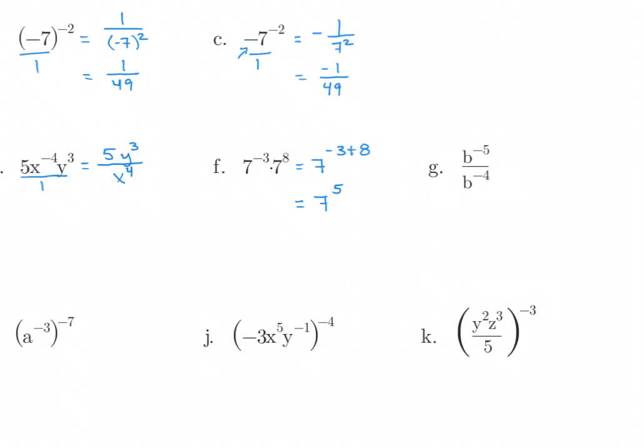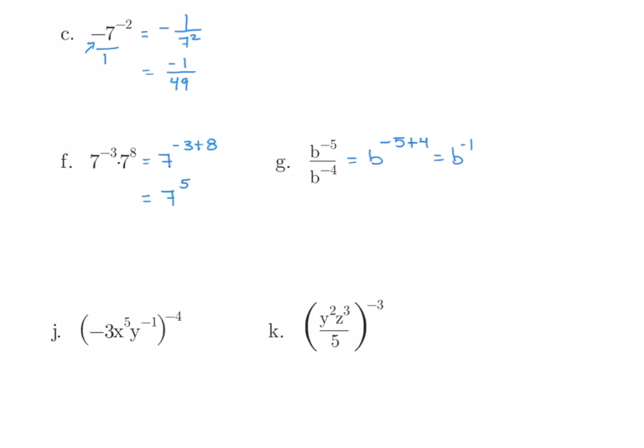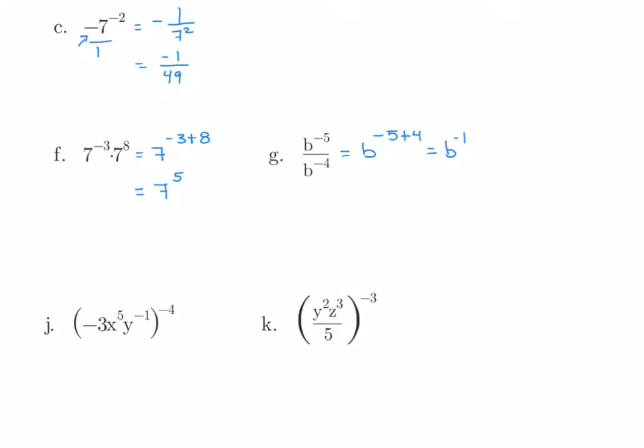Now example G, there's lots of ways to do this problem, and I'm going to show you a couple of them. One of the first things that we can do is just go ahead and use our quotient rule. I can rewrite this as -5 minus -4, which becomes -5 + 4. This is b to the -1. And now I want to go ahead and write that with a positive exponent. So this is going to be 1 over b.